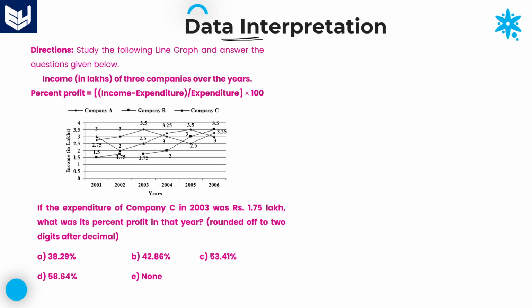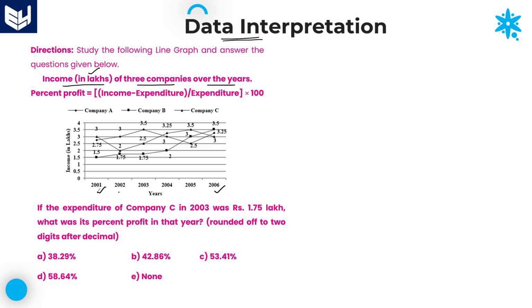First of all, in this session, what is the information which is provided in the question? You need to read that first and then go for the questions. Look at the information carefully. Here, income of three companies over the years. The information is about income, given in terms of lakhs, of three different companies over the years from 2001 to 2006.